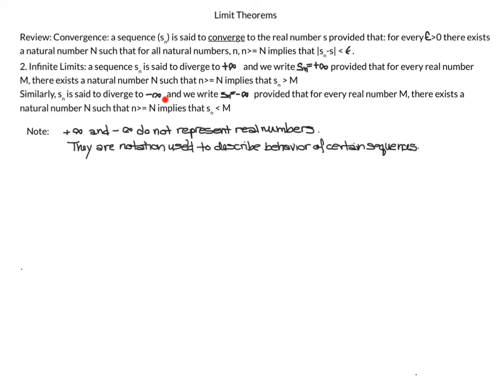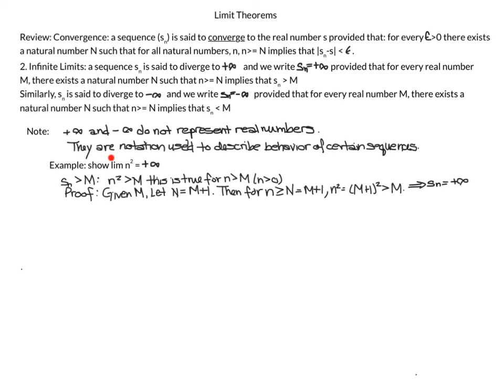Similarly, Sn is said to diverge to negative infinity, and we write the limit of Sn is equal to negative infinity, provided that for every real number M, there exists a natural number capital N such that any n greater than or equal to capital N implies that Sn is less than M. A similar idea: for any real number, no matter how small it is, we can always find something in the sequence that's even smaller, so it's not bounded below. Note that positive infinity and negative infinity do not represent real numbers, but they are notation we use to describe the behavior of certain sequences.